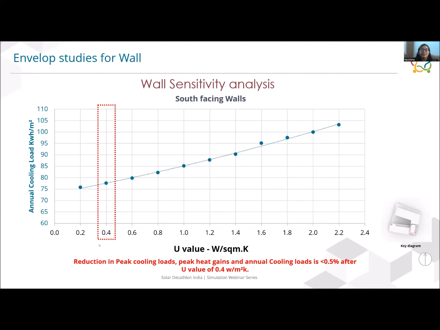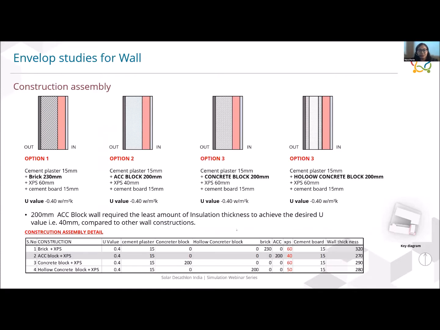So there are various parameters which we start looking into. We have to weigh two parameters here: the reduction in energy, meaning your energy efficiency, and the second part which goes along with it, the cost. So the next step here was we started looking into various assembly options. As you can see, we can achieve a 0.4 U value, but there can be different options for the same. So option one here was a brick wall, for which we had to provide insulation.